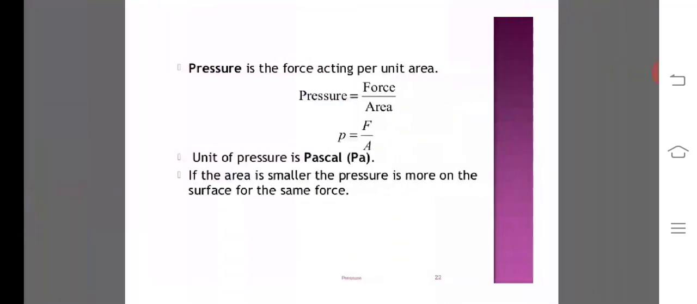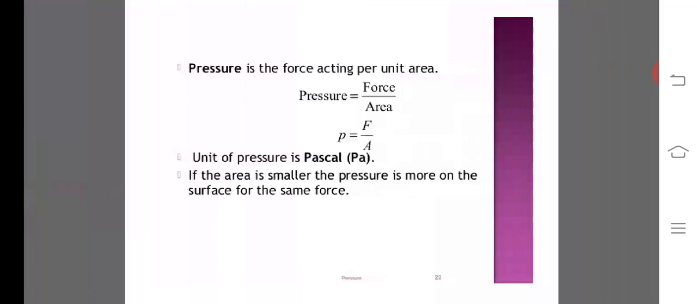The formula for pressure is force upon area. From the formula we can clearly understand that force is directly proportional to pressure, whereas area is inversely proportional to pressure. That means if we increase the force, the pressure will increase, but if we increase the area, the pressure will reduce. The SI unit for pressure is Pascal.